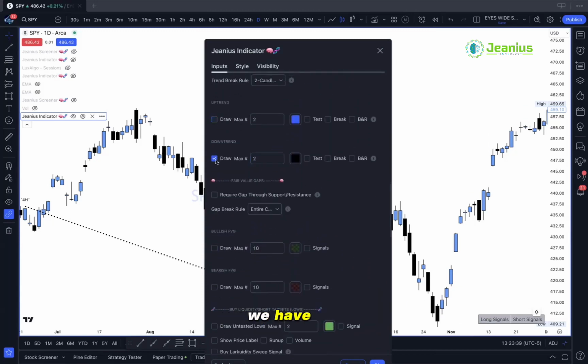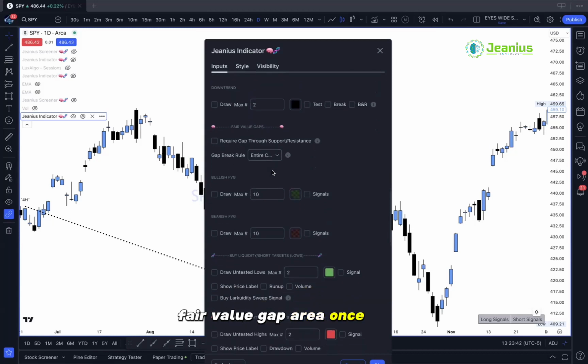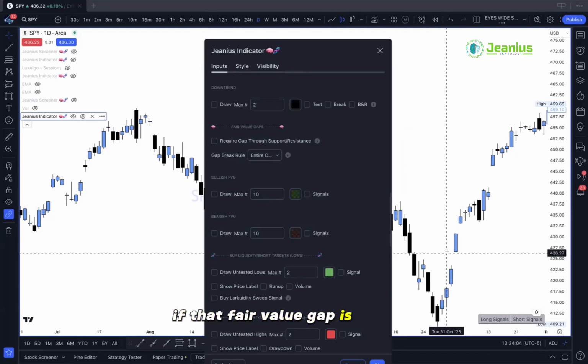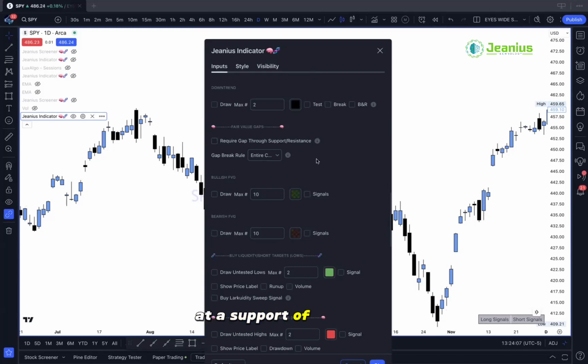All right, what's next? We have our fair value gap area. Once again, this area also has a break rule. If you toggle this on right here, this is pretty much saying that the only way you want a fair value gap signal on your chart is if that gap is created when it gaps through a support or resistance. If that fair value gap is created but it's nowhere at a support or resistance, you don't care to respect that gap. And I'm assuming that this would be more important for people that like to focus on support and resistance as areas of interest that price wants to go back and retest.